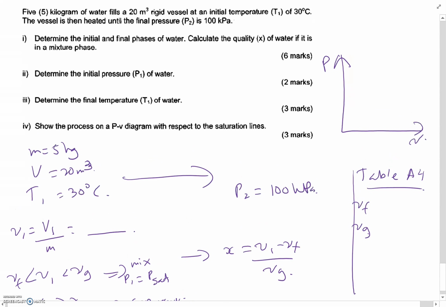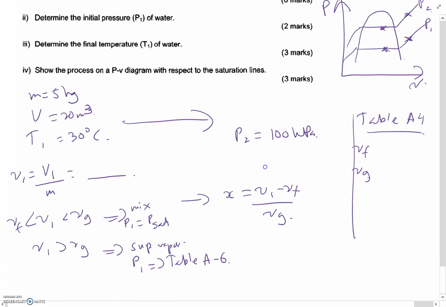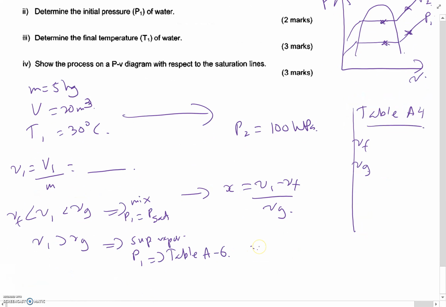Show the process, the same process, P versus specific volume. You have two pressures here, so two lines. If it's a mixture in the beginning, this is P1, this is P2, and the state is somewhere around here. If it's in the superheated region, it must be outside, but it must be on the line. P2 depends on the state or phase that you have concluded here. Okay, that's all.